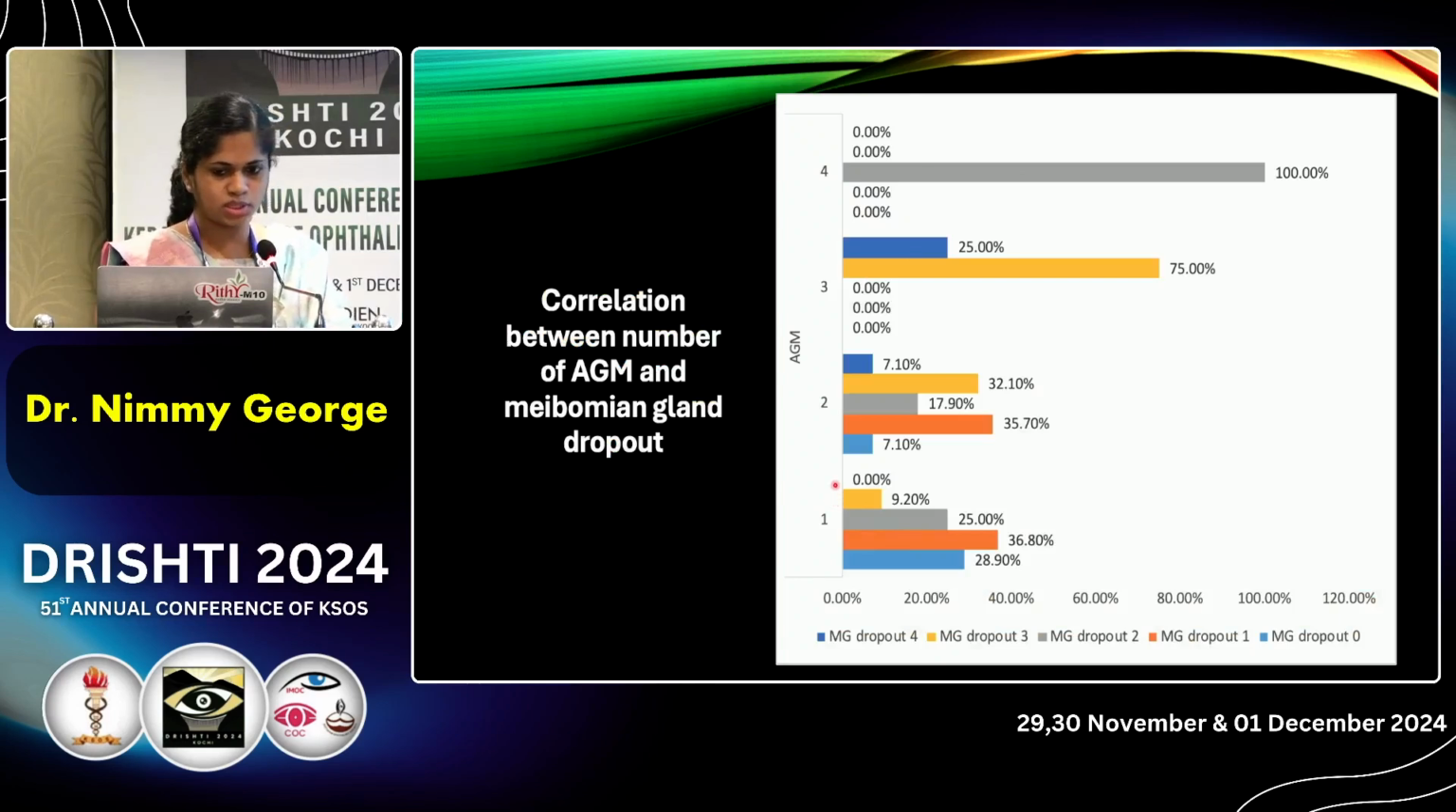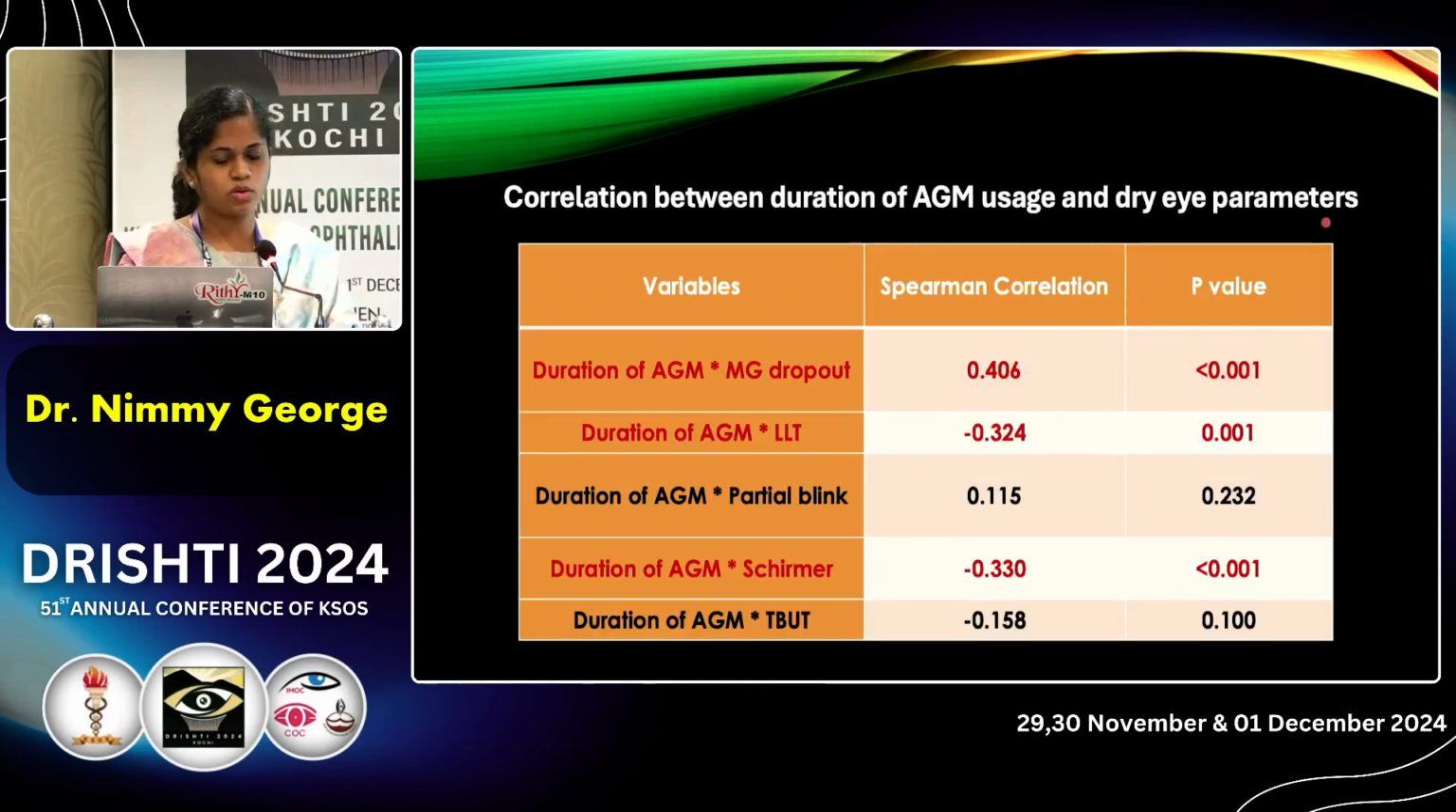As we can see here, with an increasing number of AGM, there were higher grades of MG dropout. Next, a correlation between the duration of AGM usage and dry eye parameters. With longer duration of AGM, there were higher grades of MG dropout, reduced LLT, and reduced Schirmer, which were statistically significant.